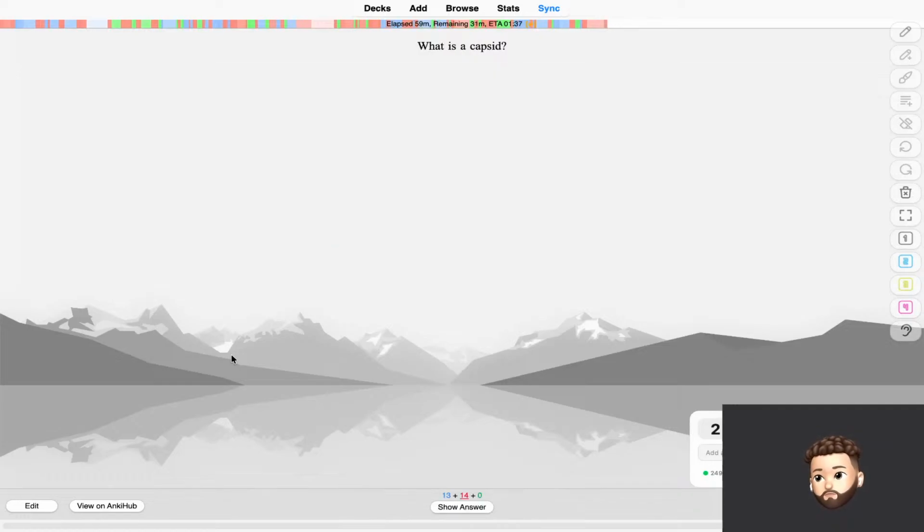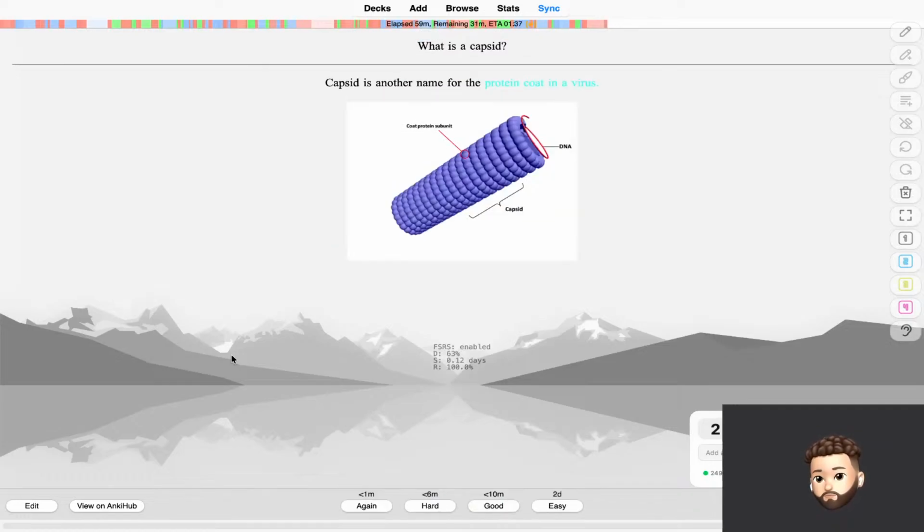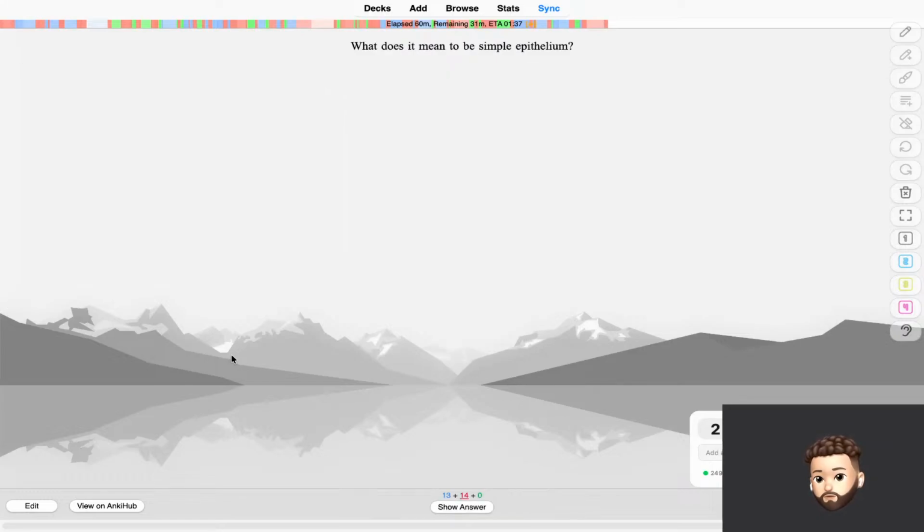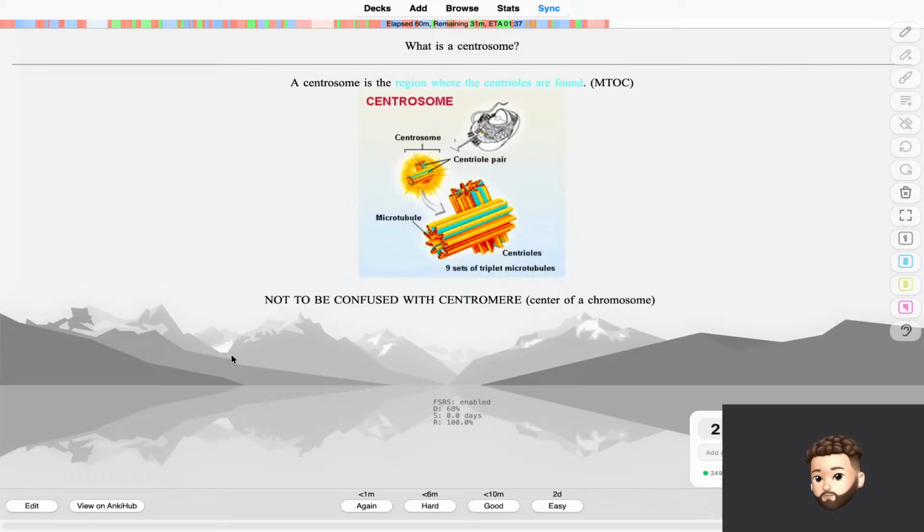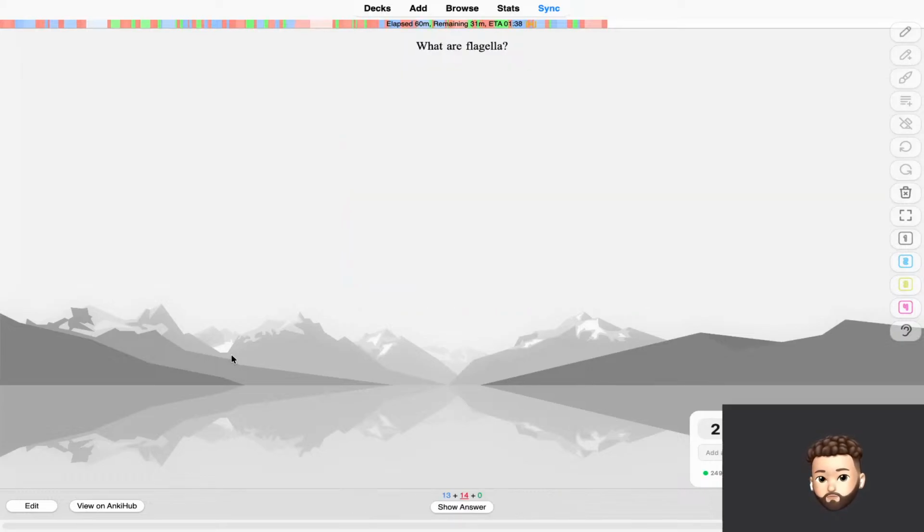What is a capsid? It's the protein coat of a virus. Means it has one layer. What is a centrosome? It's the region where centrioles are found. You see, because why do you have so many different terms? Centriole, centrosome, centromere. Like, damn, bro. I understand it's a prefix, but goddamn, you didn't have to spam, bro.